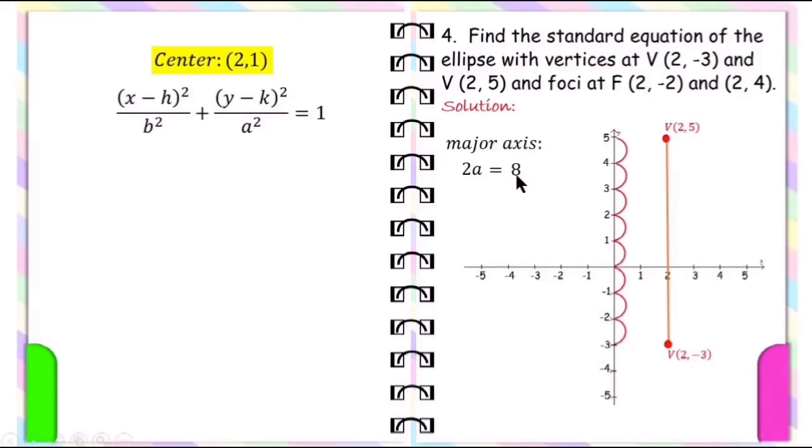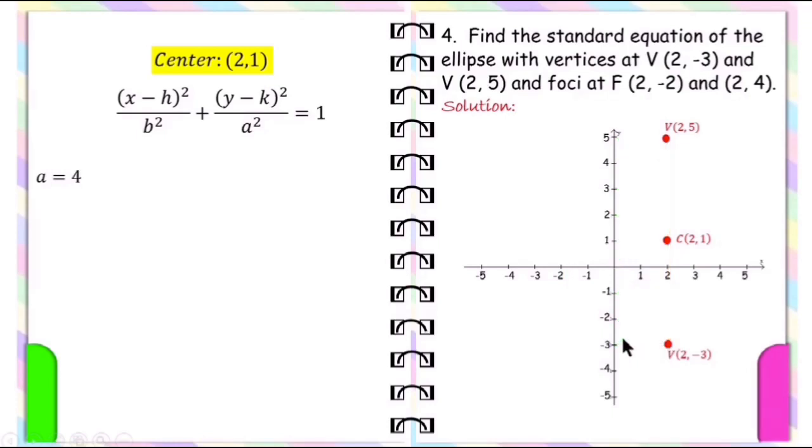To solve for a, divide the equation by 2. Therefore, a is equal to 4. We can also verify that the center is at (2, 1), because the distance from this point to the center is 4 units, and the distance from the center to this point is also 4 units.